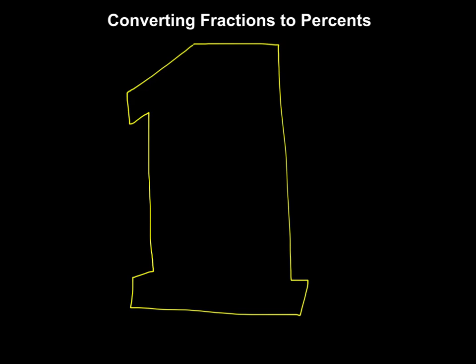To change the look of a number without changing its amount, we can do one of three things. We can multiply by a form of 1, divide by a form of 1, or replace something with what it means. To convert fractions to percents, we're going to do that first option. We're going to multiply by a form of 1. Remember that a form of 1 is something that is equal to 1.